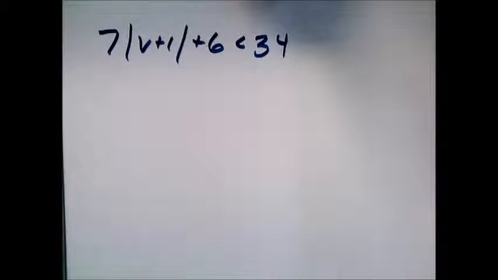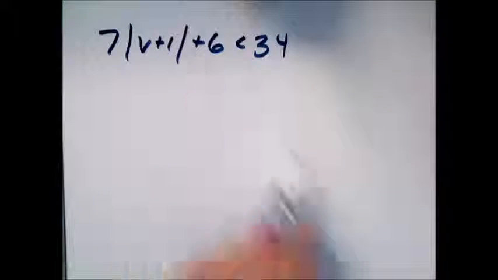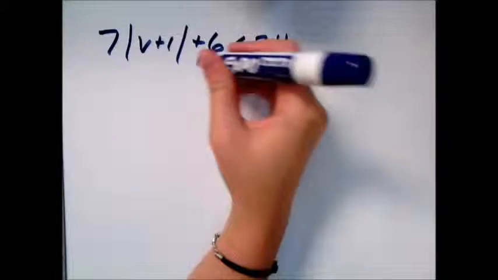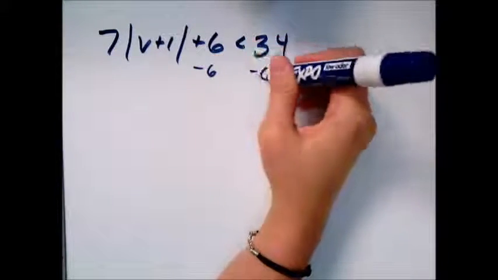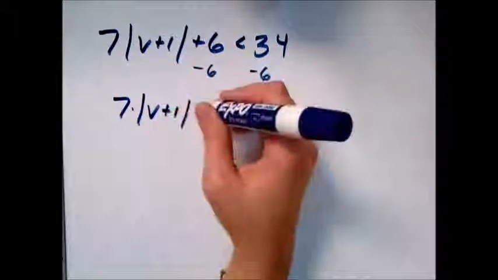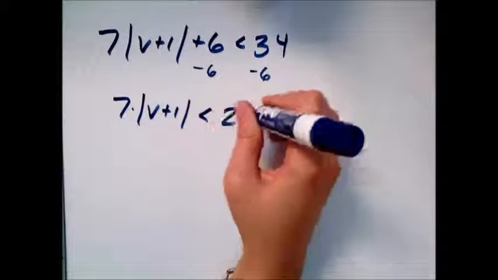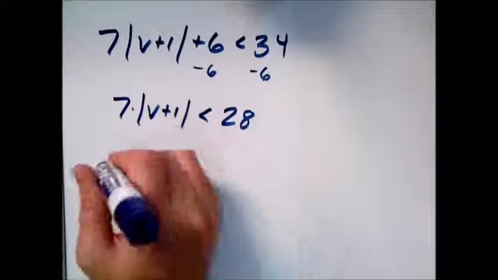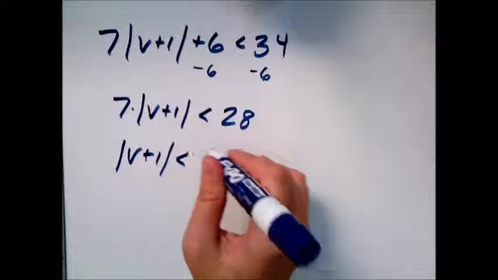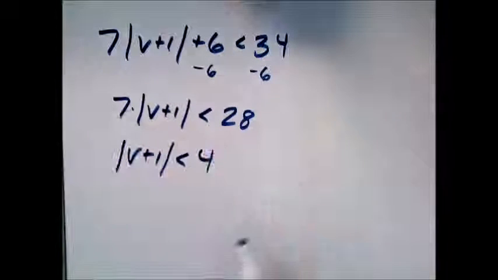Here we want to look at solving another absolute value inequality. The only thing they're changing in this is you have to be careful. We can't drop the absolute value, same as an equation, until it's all by itself. And so I have to subtract 6 from both sides. So I get 7 times absolute value v plus 1 is less than 28. And then divide both sides by 7. So absolute value v plus 1 is less than 28 divided by 7, which is 4.